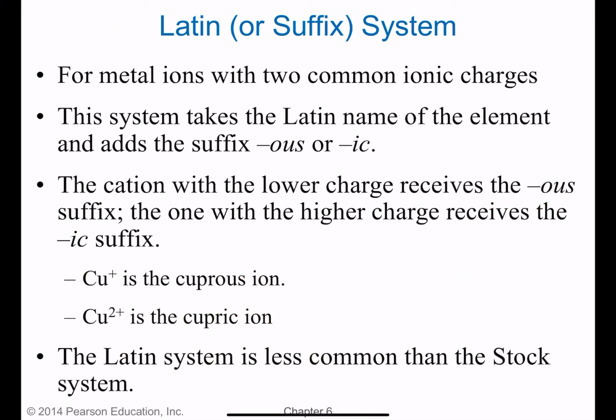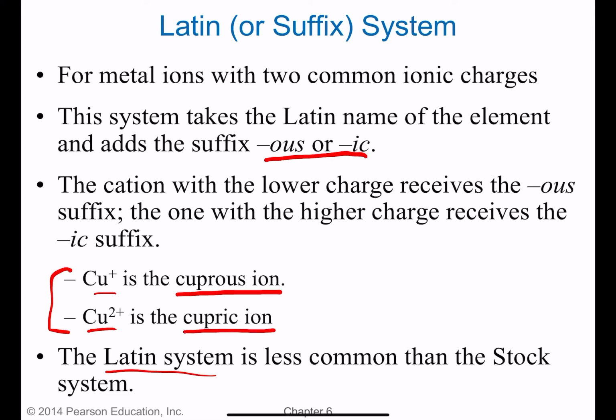Anyway, there's another naming system that's not too common. This is called the Latin system. For example, they're using copper again, but you might see these alternate endings on the names when you've got two different charges that a metal can have. So with the copper, for example, we had copper 1 and copper 2. Instead of being called copper 1, it's called cuprous, and instead of copper 2, it's called cupric.